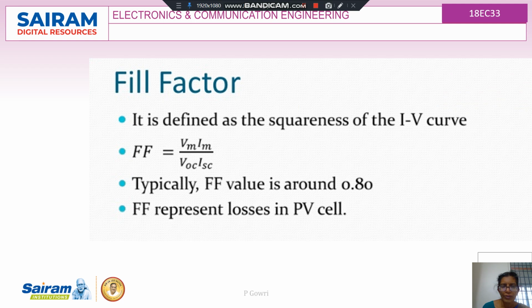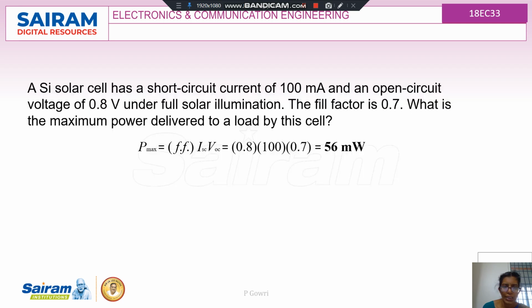Now, what is fill factor? Fill factor is VM IM by VOC into ISC. So the open circuit voltage and the short circuit current will decide the fill factor of the solar cell. The fill factor will normally be around 0.8. Fill factor represents the losses in the PV cell.